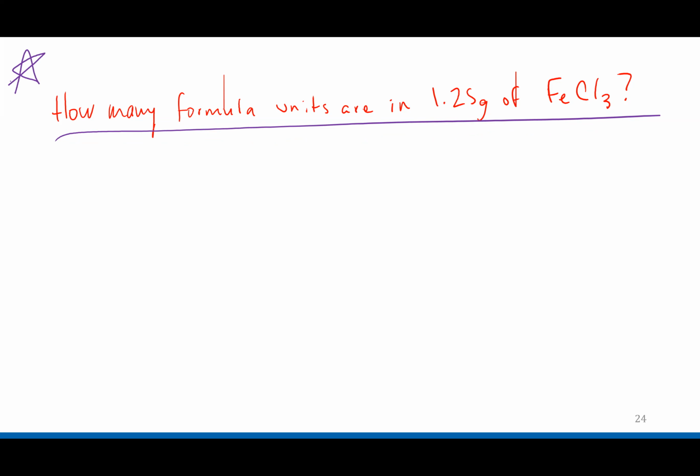So before I do anything, let's make a plan. What I mean by that is let's just organize what the question is looking for and what the question is giving us. So the question is looking for formula units, or N, and it's giving us mass. So the first thing I would do, let me write on the bottom here. What the question is asking me to do is calculate my number of formula units.